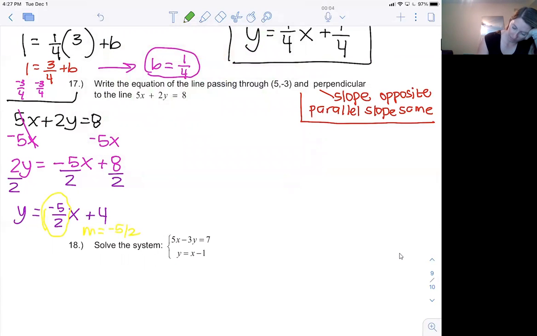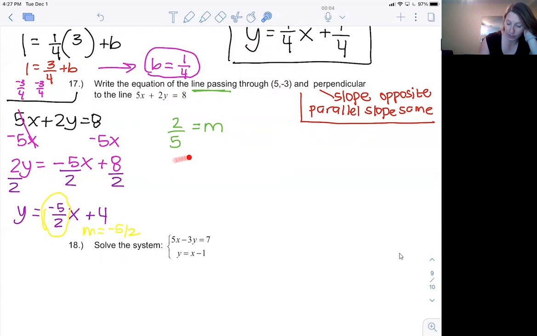So I have my slope. Now to find the slope of the new line, it's going to be the opposite. What that means is that the slope right now is -5/2, so I need to flip it. I need to now do 2/5 and change the sign. So instead of a negative, it's now going to be positive. So this is my new slope. If they were asking us to find a parallel line, this would be my slope, -5/2. Okay.